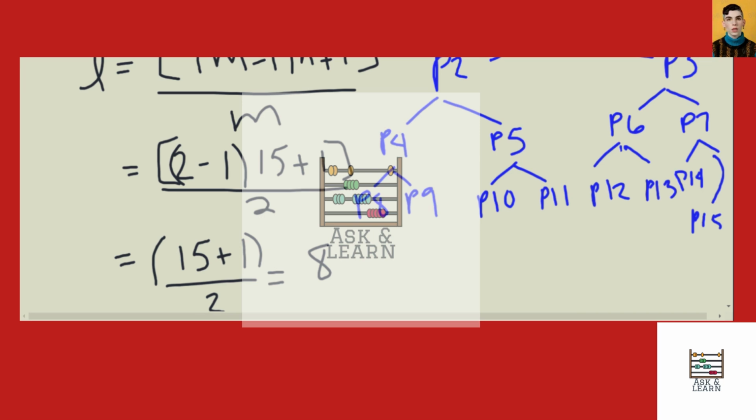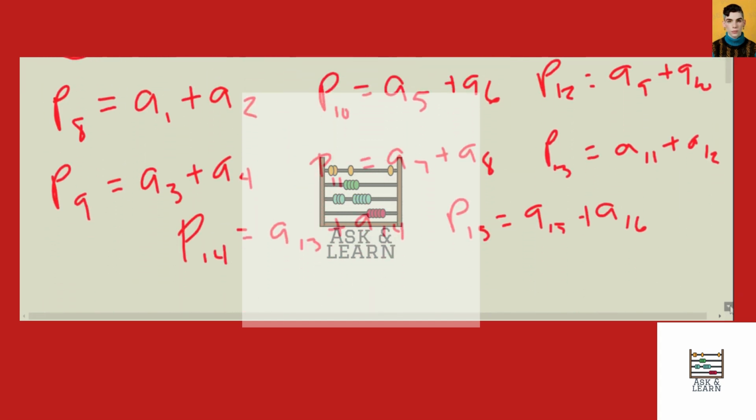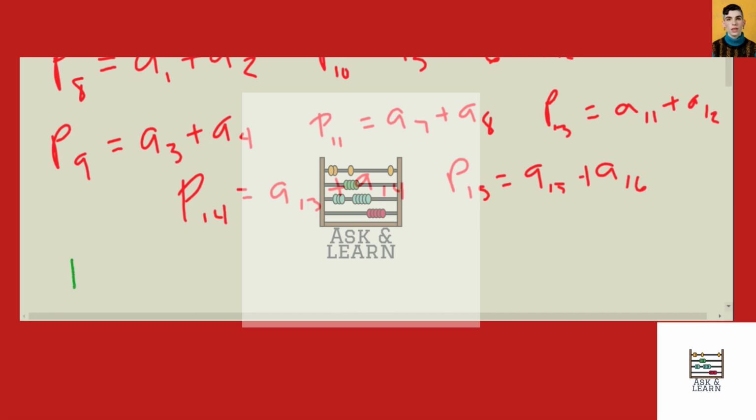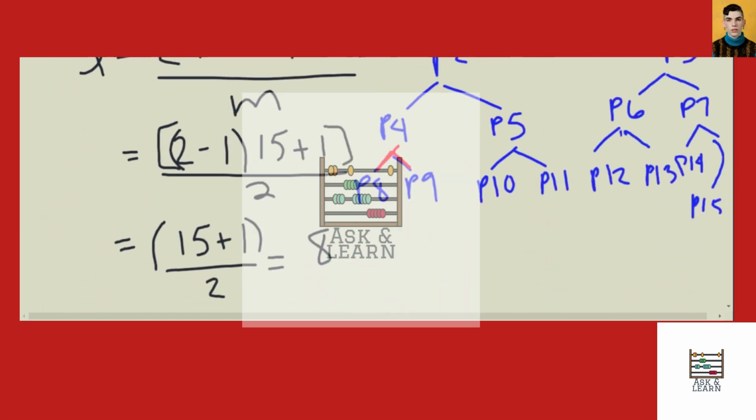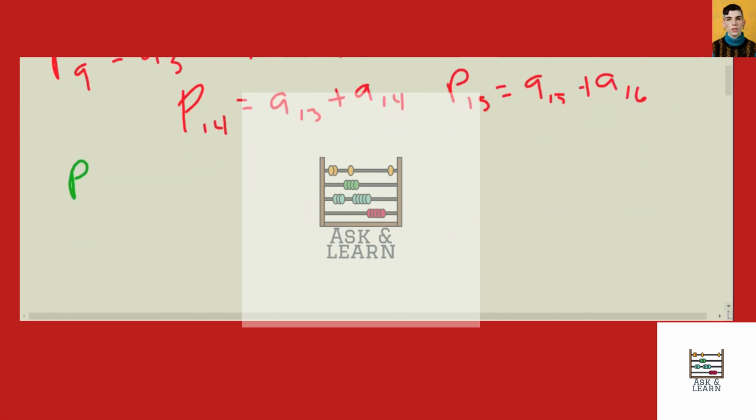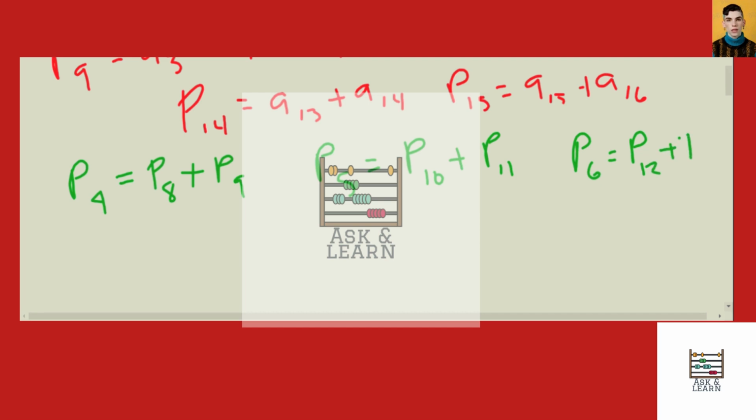So P4 is going to process what P8 and P9 did. If they can only process 2 numbers at a time, that means that, let's see, P4, so 4, 5, 6, and 7. So P4 is going to process P8 and P9. P5 is going to process P10 and P11. P6 is going to process P12 and P13. And then P7 is going to process P14 and P15.